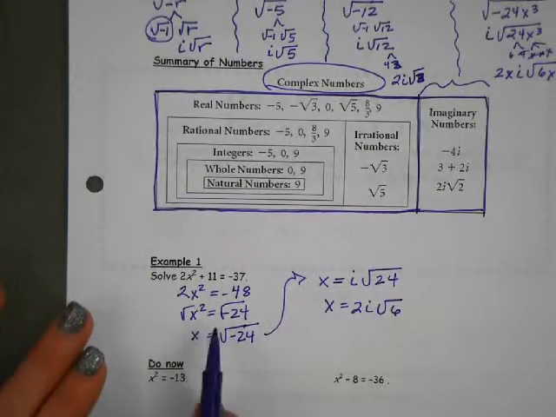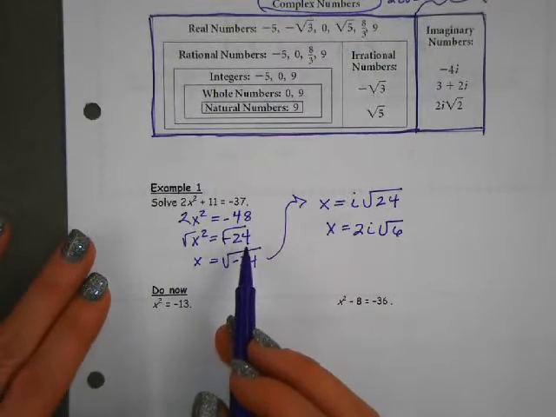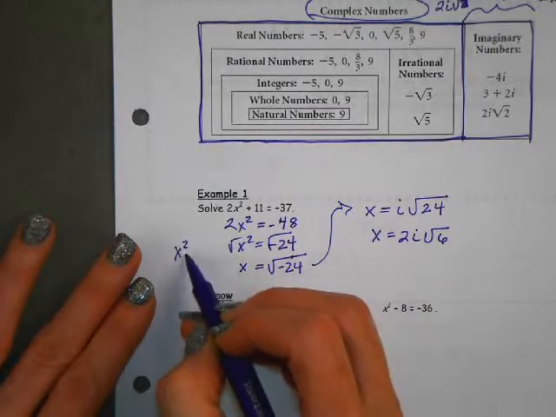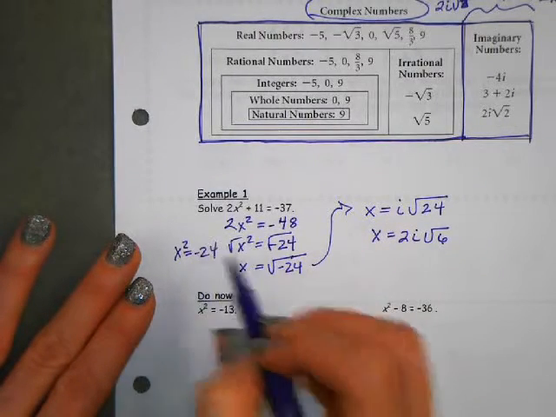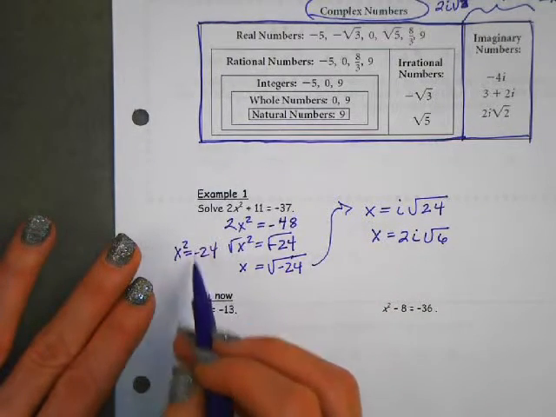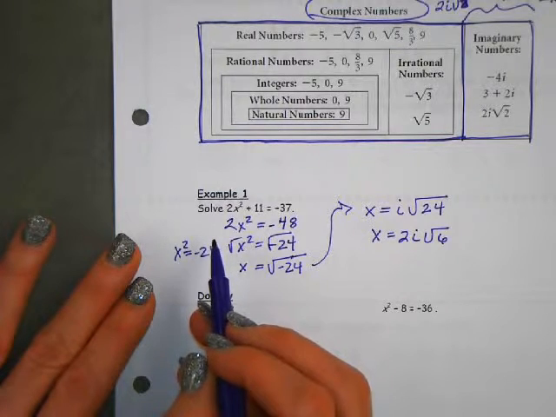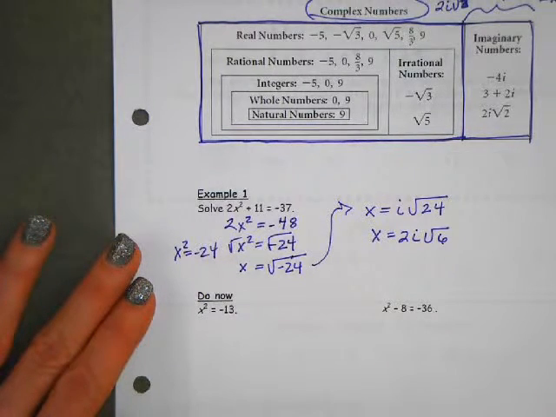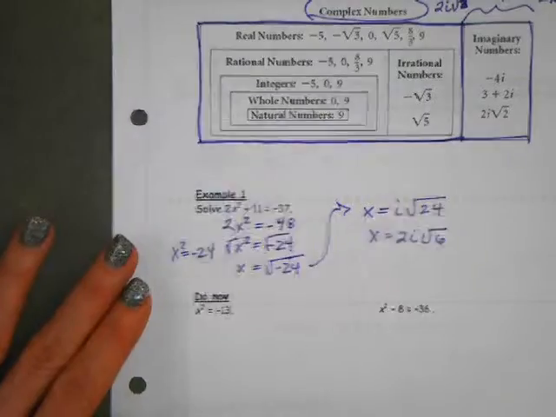Where did I get the radical? To get the x, I had to take a square root of both sides. Does that make sense? Because I had x squared equals negative 24, and I want to get x by itself, so I take the square root of both sides. Is that what you were asking? Okay. Does that answer your question?